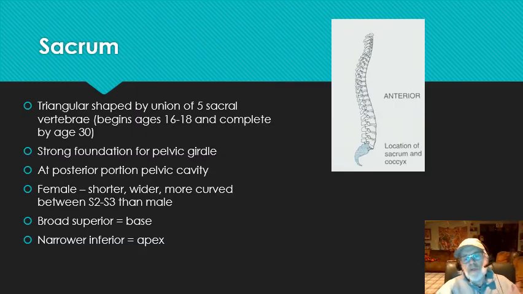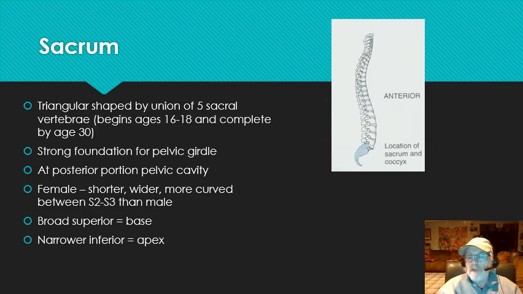Sacrum is sort of an unusual bone. It's more triangular shaped, and basically there were 5 sacral vertebrae developmentally, and they all come together. It takes them a while. Usually by about age 30, they're all together. Earlier on, you actually see them very segmented. A little bit together, but by about 30, it's just one solid bone. It's a very strong foundation for the pelvic girdle.